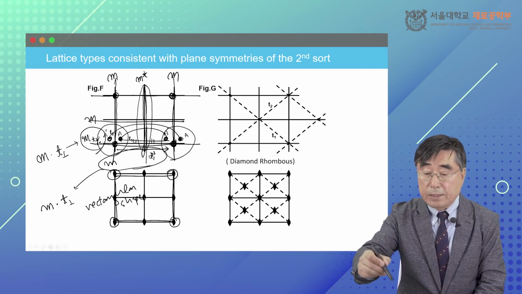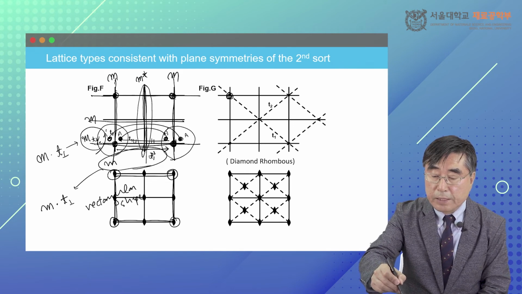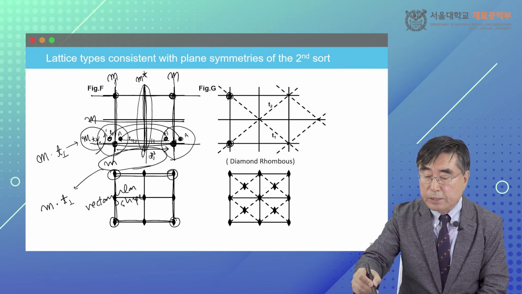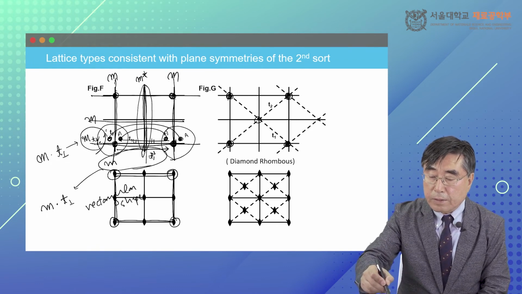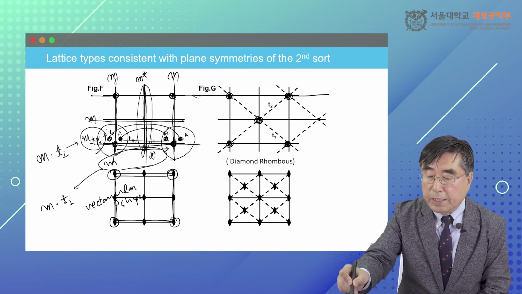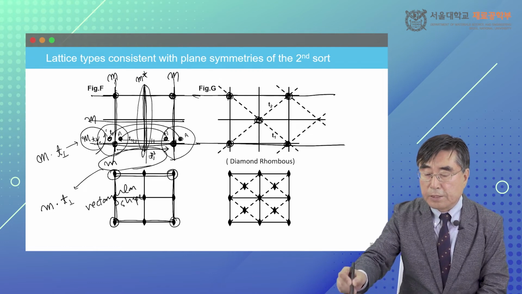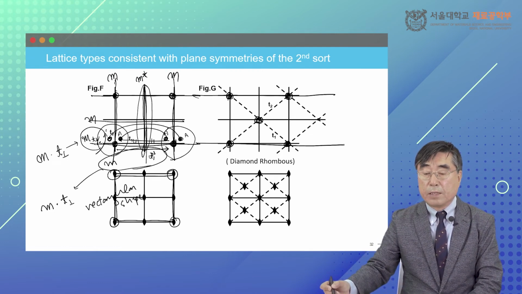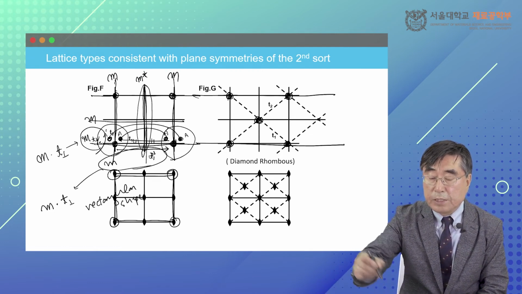Another set is that we put the mirror plane in here. These are the lattice points. But the mirror plane is here and the mirror plane is here, like this. Then we put another lattice point in here, in between.